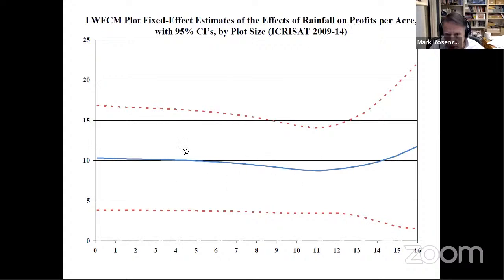So first, this is the effect on profits. You can see it's basically linear. Across the different plot sizes, the more rainfall, this is the coefficient, okay? This is not the relationship between average profits and farm size. This is the magnitude of the coefficient of the effect of rainfall on profits. And what it says is that coefficient is basically the same across all plot sizes. And the red lines define the 95% confidence interval. All right, so that's not very interesting, but it shows what you would expect.